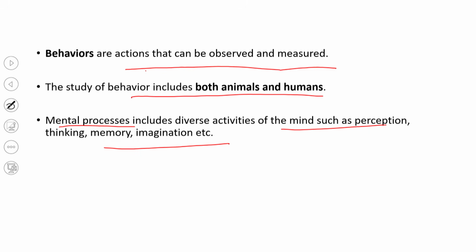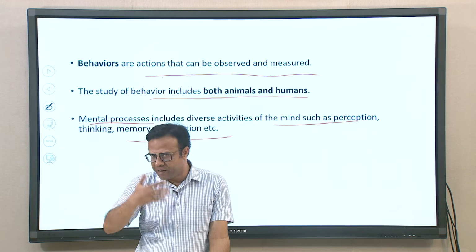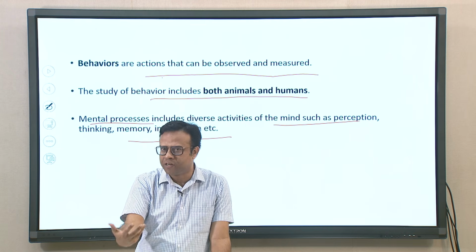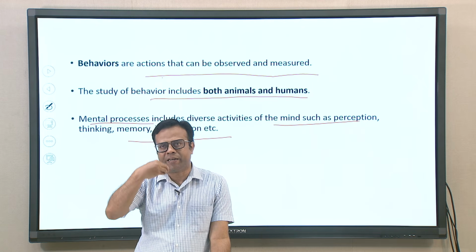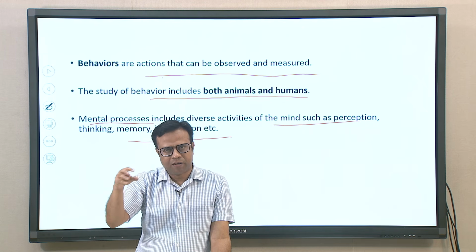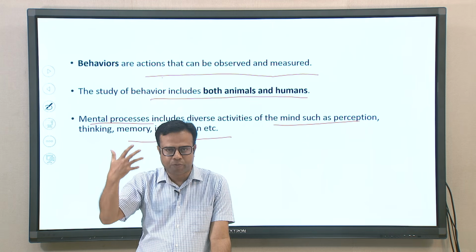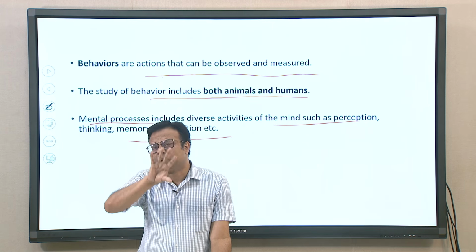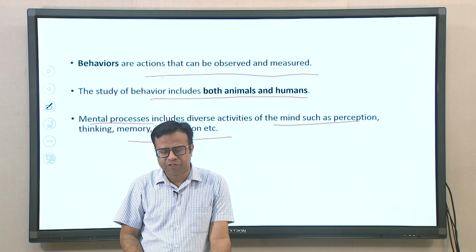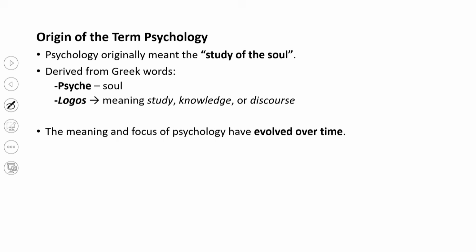So, when we talk about psychology, it is the scientific study, or science, of behavior and mental processes. Behavior means observable actions which can be measured. Mental processes cannot be directly observed, but can be inferred from different actions and behaviors. They include perception, thinking, memory, imagination, etc. This is the definition of psychology, which captures the gist of what psychology is all about. What is the origin of this term?